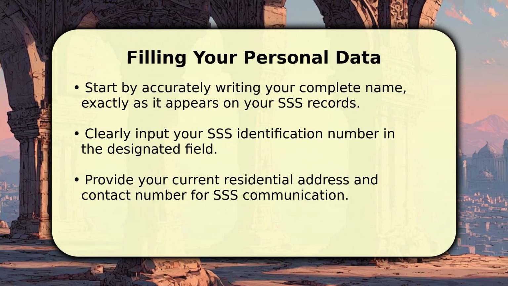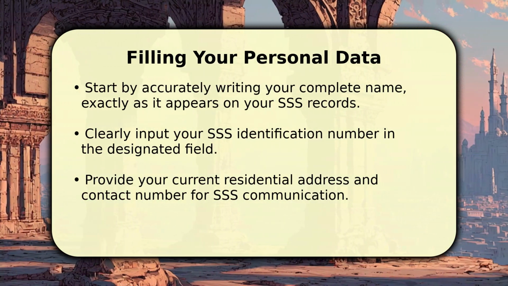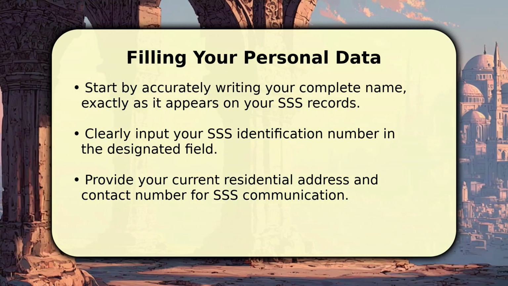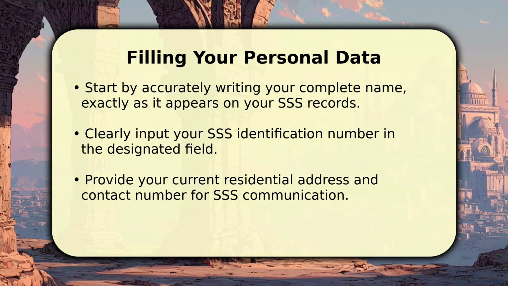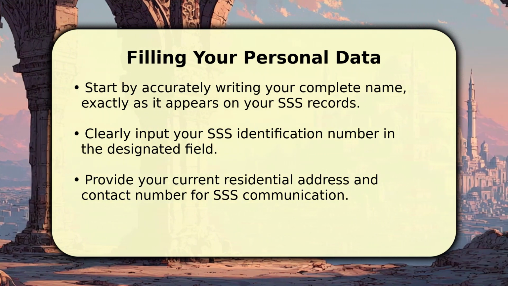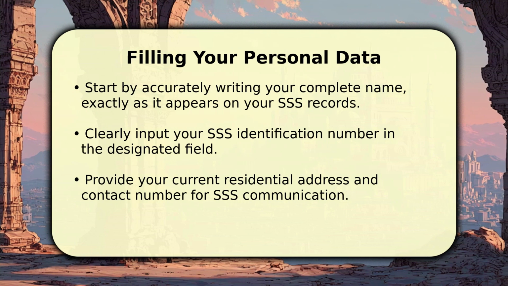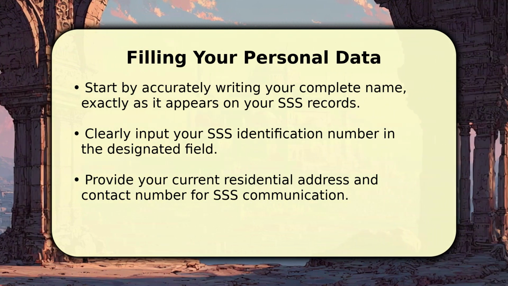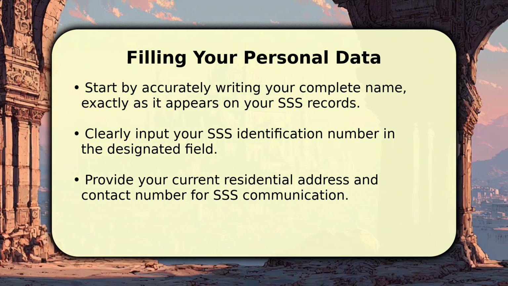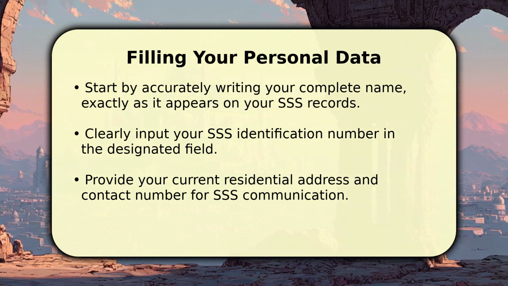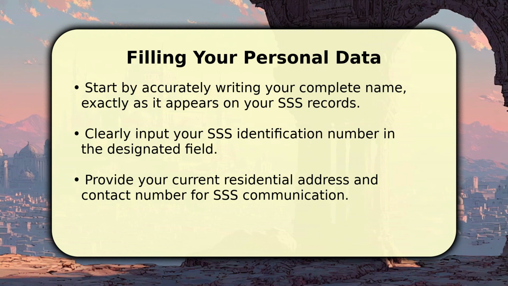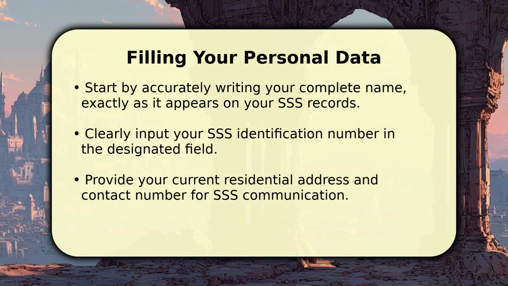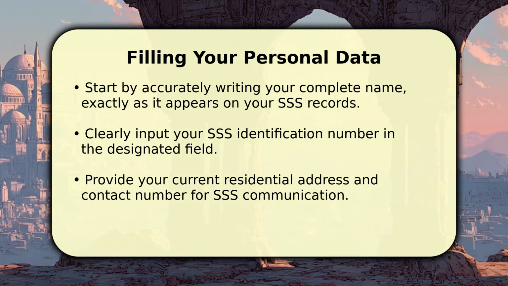Now let's begin filling out the form, starting with your personal details. Carefully write your full name, exactly matching your SSS records to avoid discrepancies. Then, accurately enter your SSS identification number in the space provided. Double-check those digits. Also, include your current address and a valid contact number. Precision here is key, as any error could lead to delays or issues with your SSS transaction. Take your time to ensure everything is perfect.